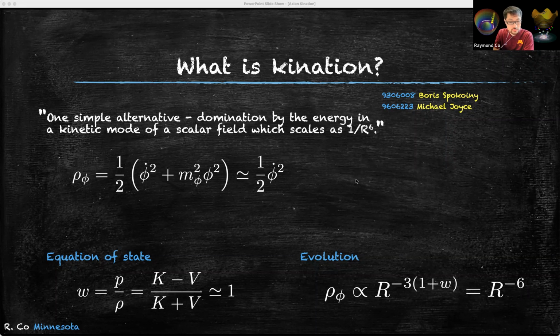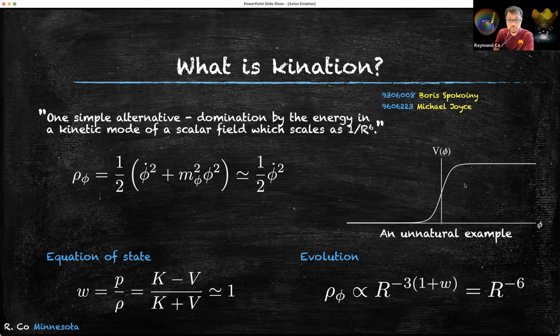But so far in the literature, what people have usually assumed is that you have some kind of pretty unnatural potential where you have a very large potential energy, and eventually you roll down the hill and get to a very flat era for a very long period of time, where this field energy is only dominated by the kinetic term. So that's what has been assumed in the literature. And what I want to show in this talk is that axion rotation actually gives rise to a much more natural and plausible way to realize kination in general. And this kination era is closely related to the dynamics of the rotational motion that I will discuss.